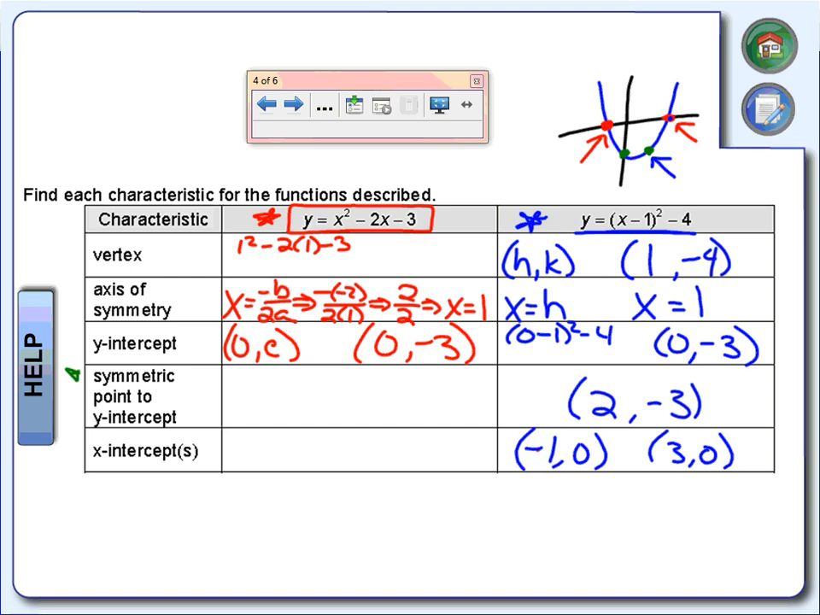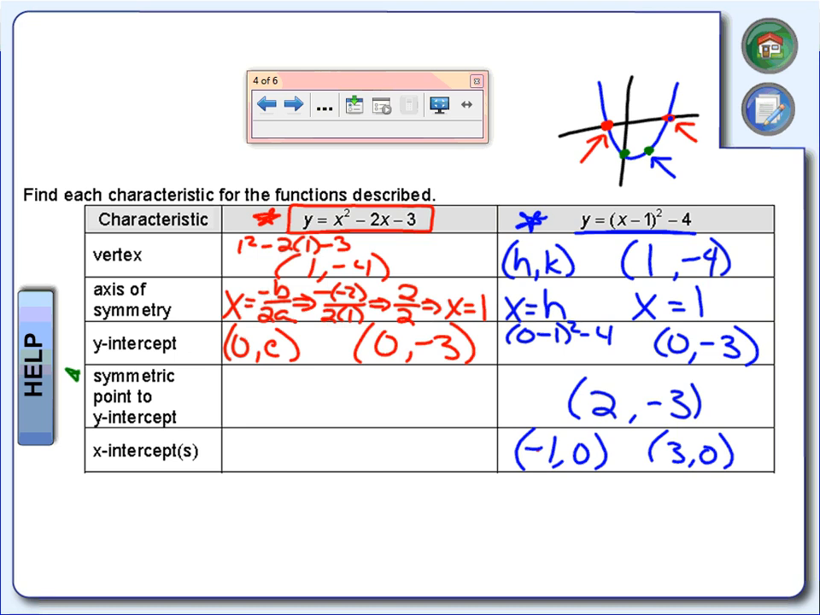1 squared minus 2 times 1 minus 3. Negative 4. So we end up with the ordered pair 1, negative 4. 1 because that's the number we plugged in for x, negative 4 because that was our new y value. Now let me stop right here real quick.